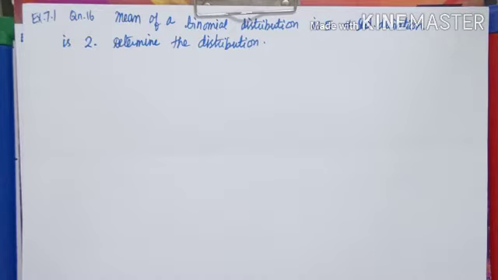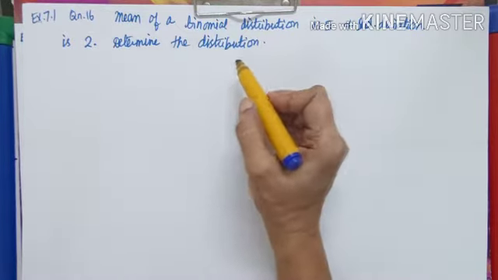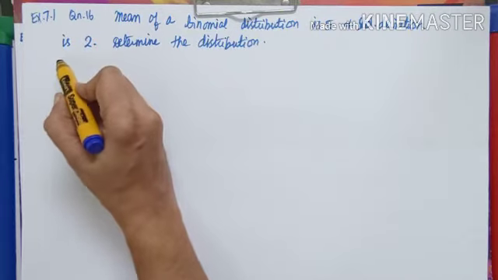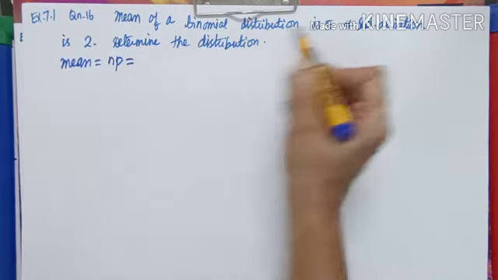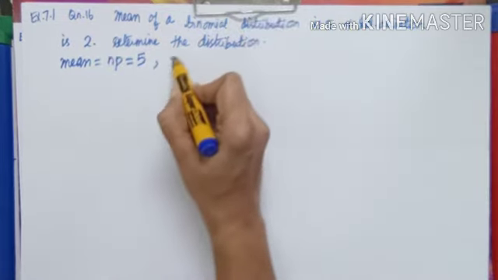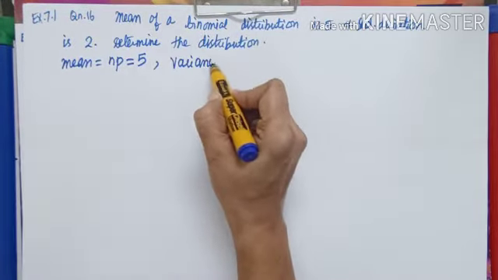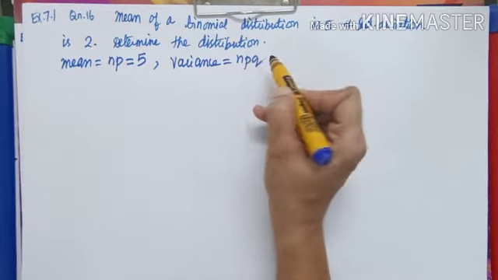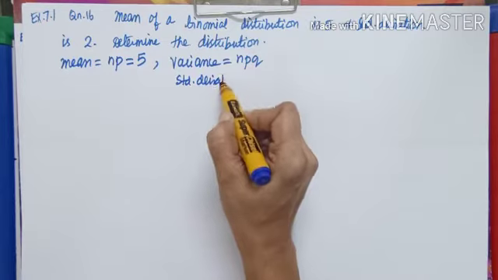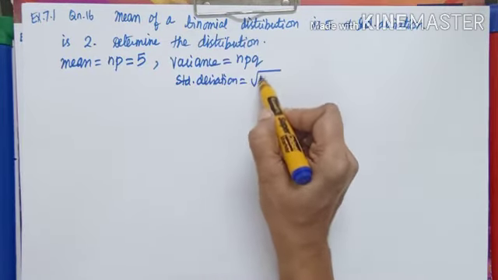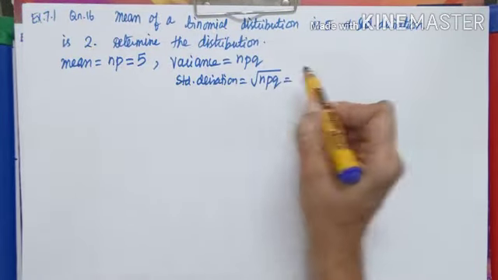Exercise 7.1, question number 16. Mean of a binomial distribution is 5 and standard deviation is 2. Determine the distribution. Mean of a binomial distribution, we know the formula, it is np, that is 5. And variance, we know the formula, it is npq. Given standard deviation, I call it as root of npq, which is 2.